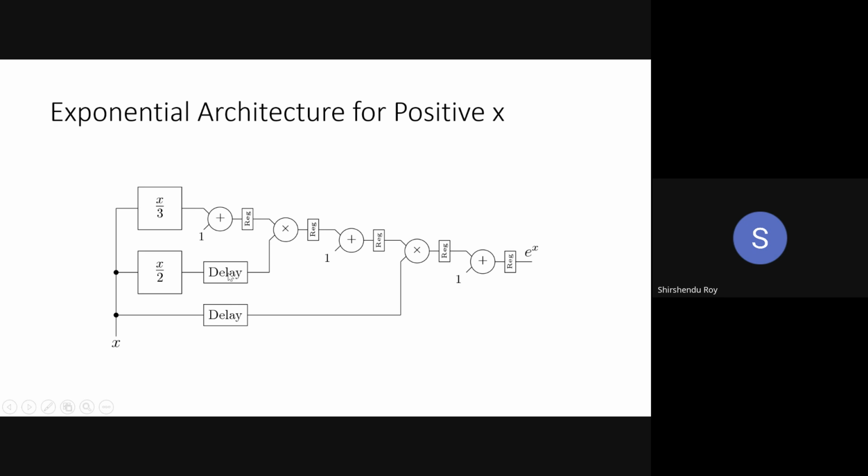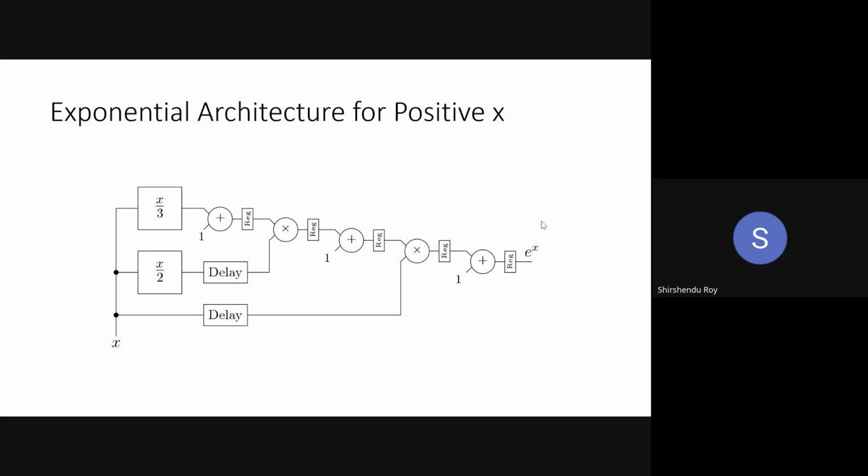Here, how many delays will be there? It is not mentioned because we'll see in our architecture in the next talk how many delays will be required. And here also, X should be delayed by a number of clock cycles. So this is the architecture for positive X.